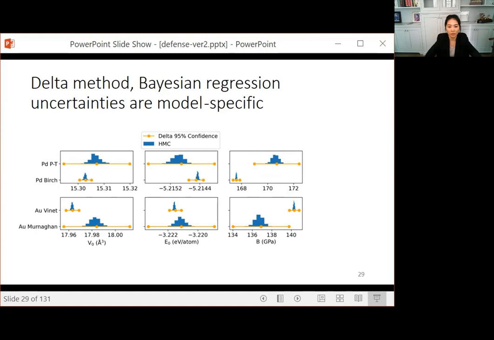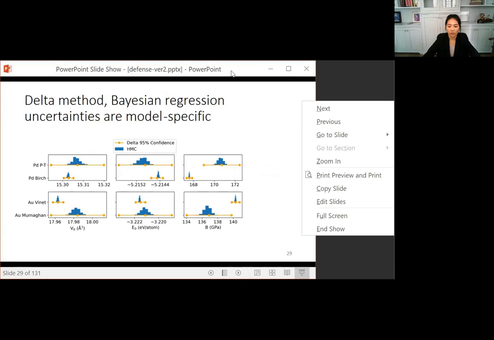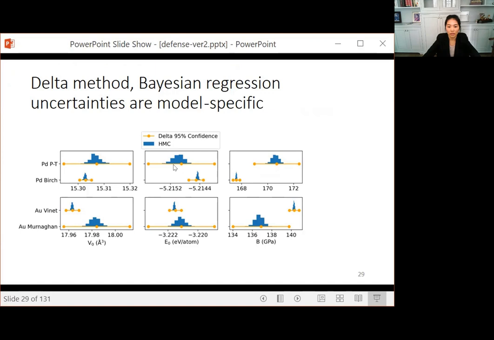So we're going to show the results for the delta method and Bayesian regression. In these plots, the top row is palladium, the bottom row is gold, and the columns are the physical properties. So we have equilibrium volume, equilibrium energy, and bulk modulus. Then we have the delta method confidence bars here, and the blue distribution is the Bayesian regression posterior that's calculated from Hamiltonian Monte Carlo. We see that the delta method and the Bayesian regression uncertainties are pretty consistent with each other. So that's good.